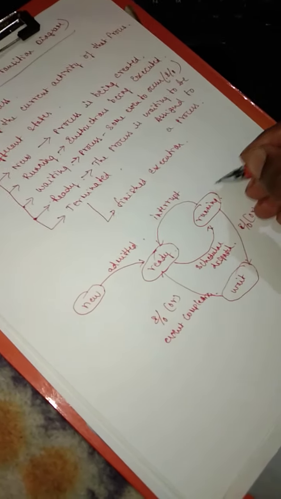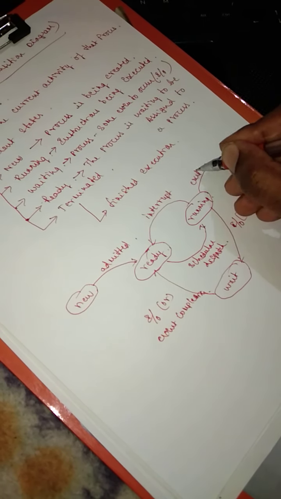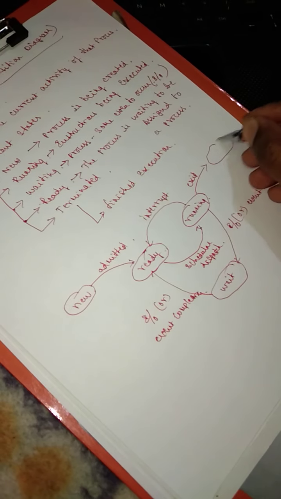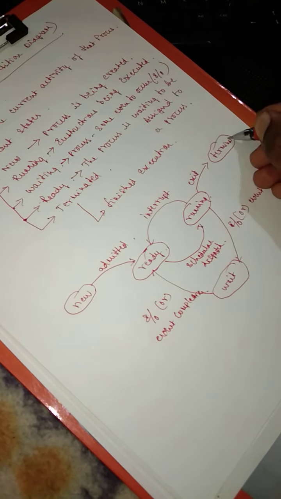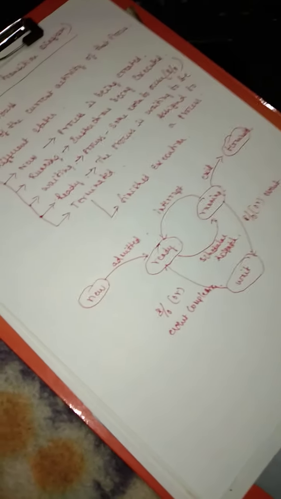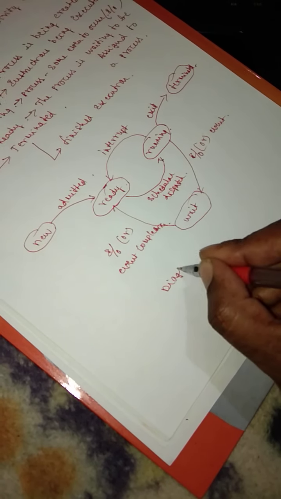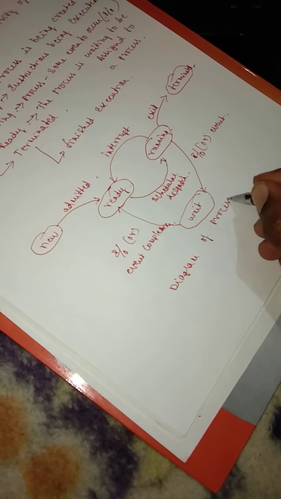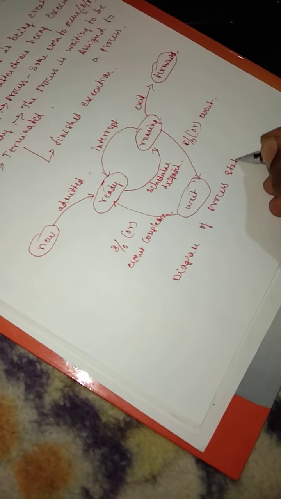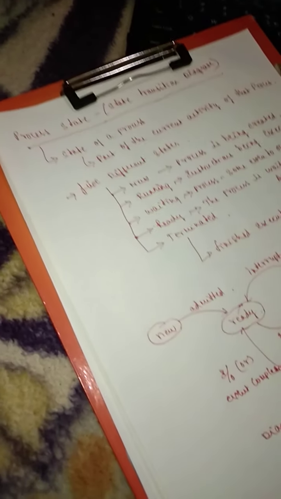So now once the process gets executed, you come to the last phase, that is nothing but terminated. So this overall event we call the diagram of process state. So this is the brief explanation about what is meant by process state.